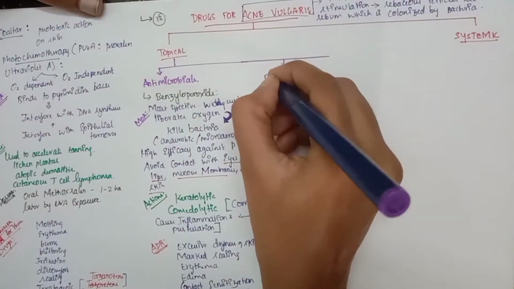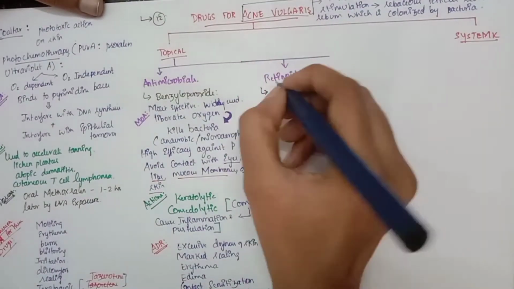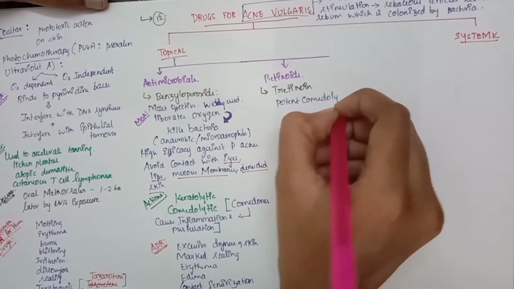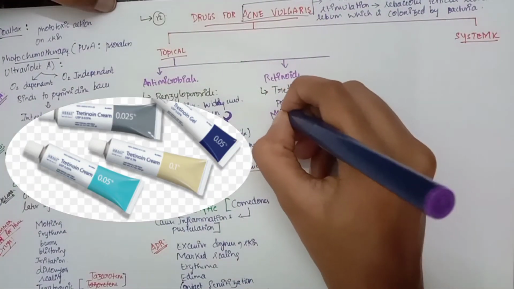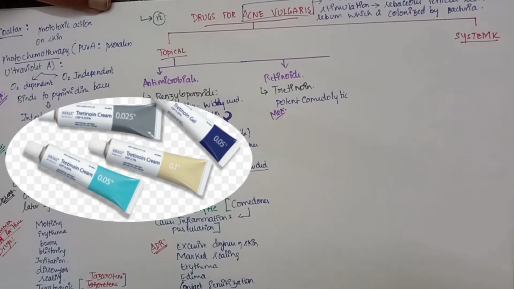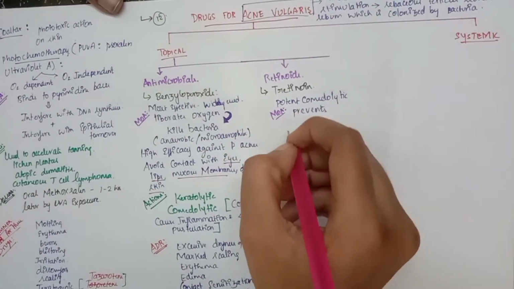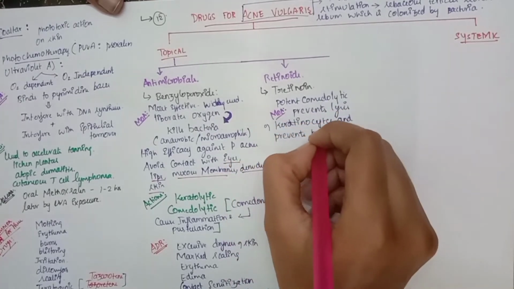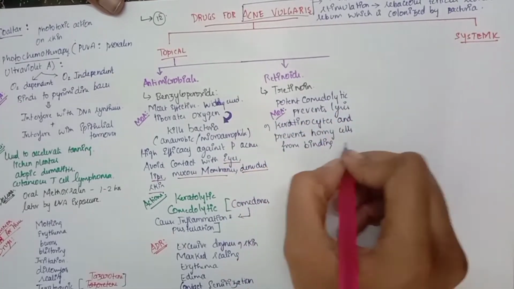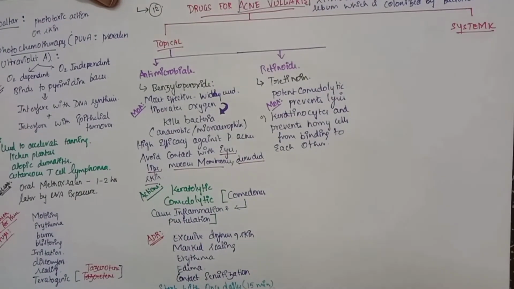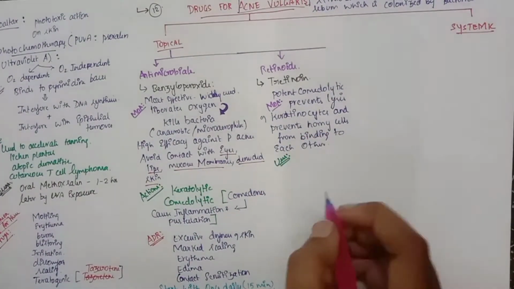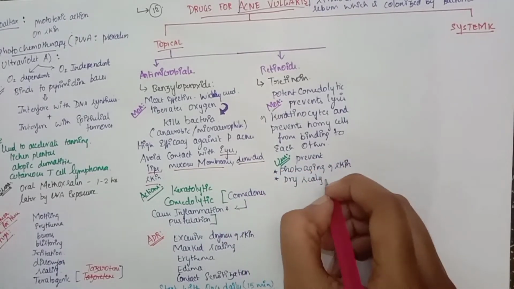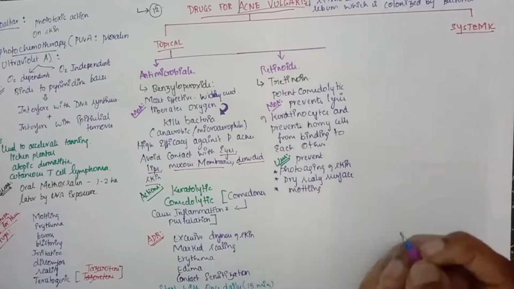Okay, the next group of drugs are the retinoids. The first drug is tretinoin. It is a potent comedolytic, and the mechanism of action is that it prevents lysis of keratinocytes. It prevents horny cells from binding to each other, so it acts as a potent comedolytic. The uses are that it prevents photoaging of the skin, dry scaly surface, mottling, wrinkles, and rough surface.